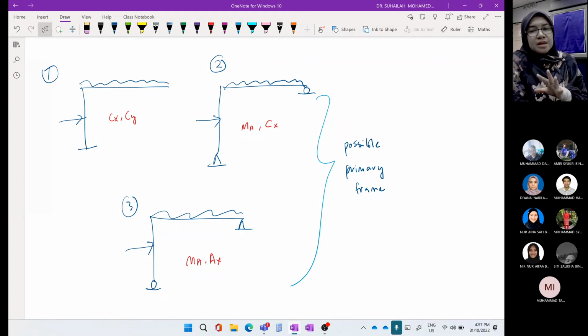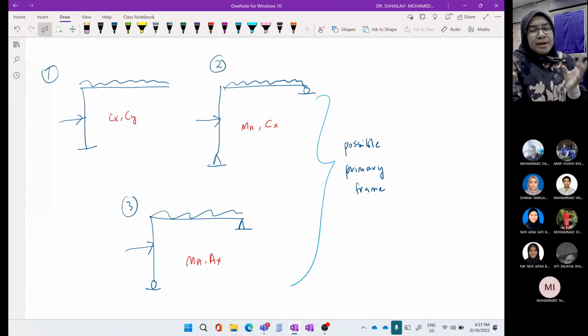So normally this is the first question in a test or in the final exam. You are asked to sketch possible primary structure. If you are asked to sketch or draw possible primary structure, you have to give it like this.